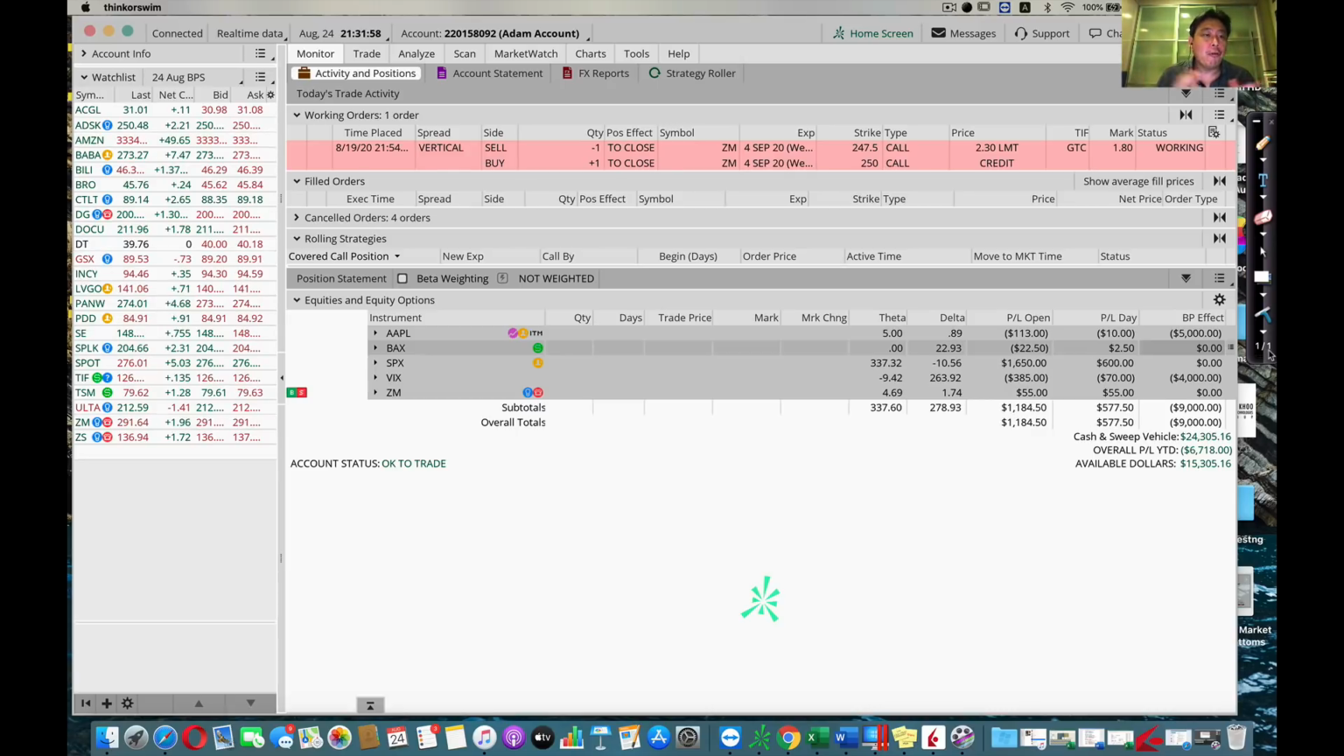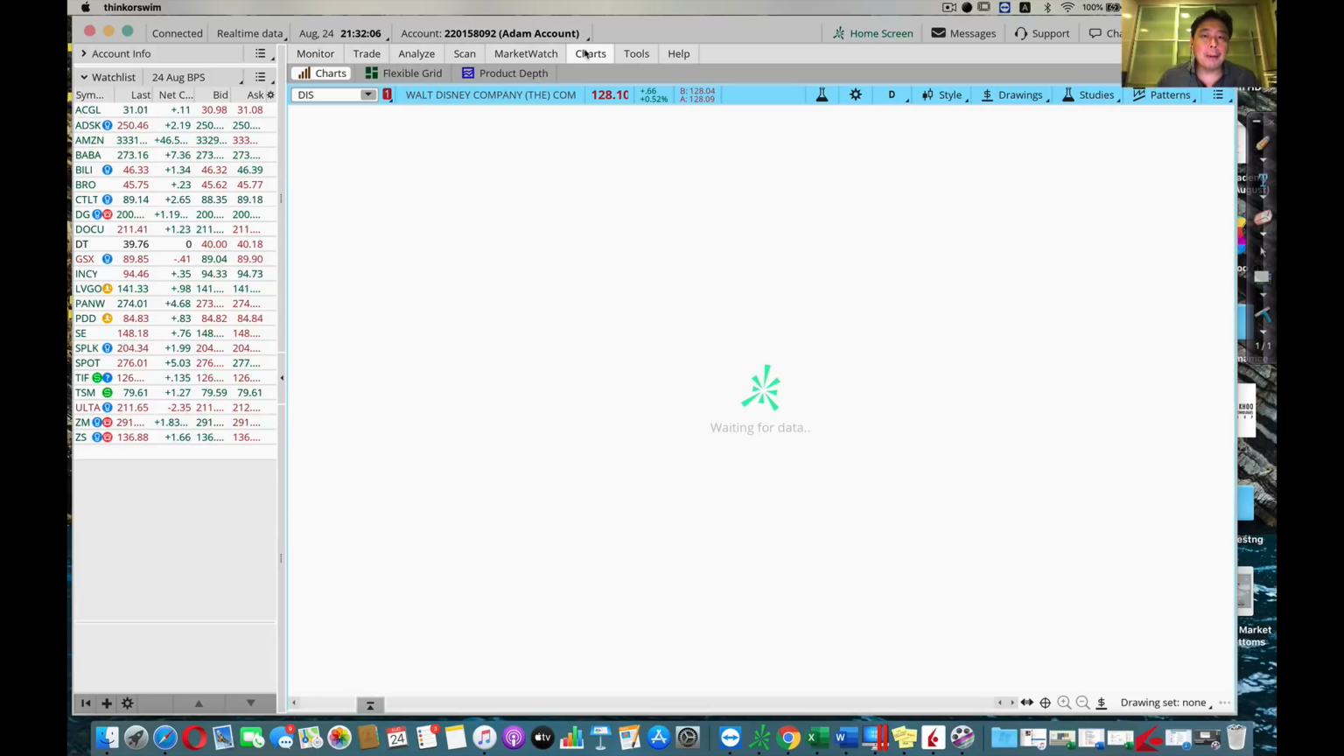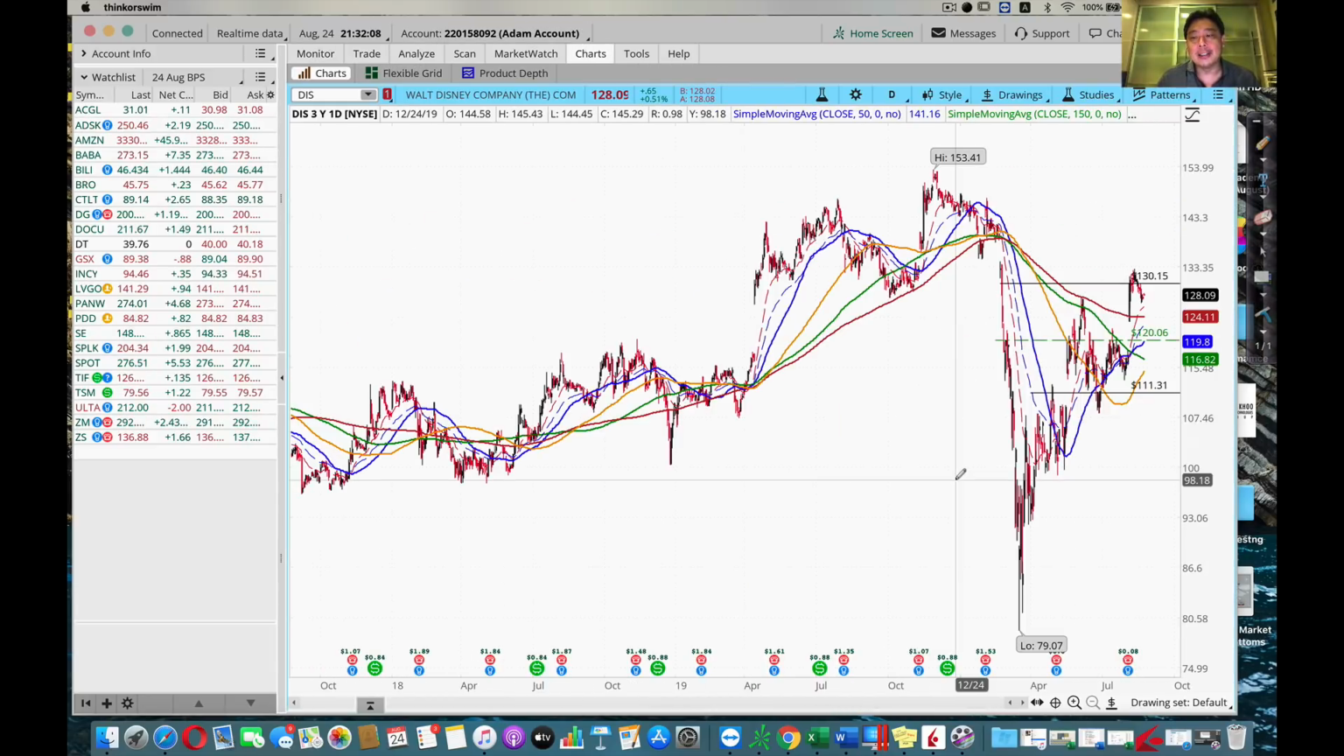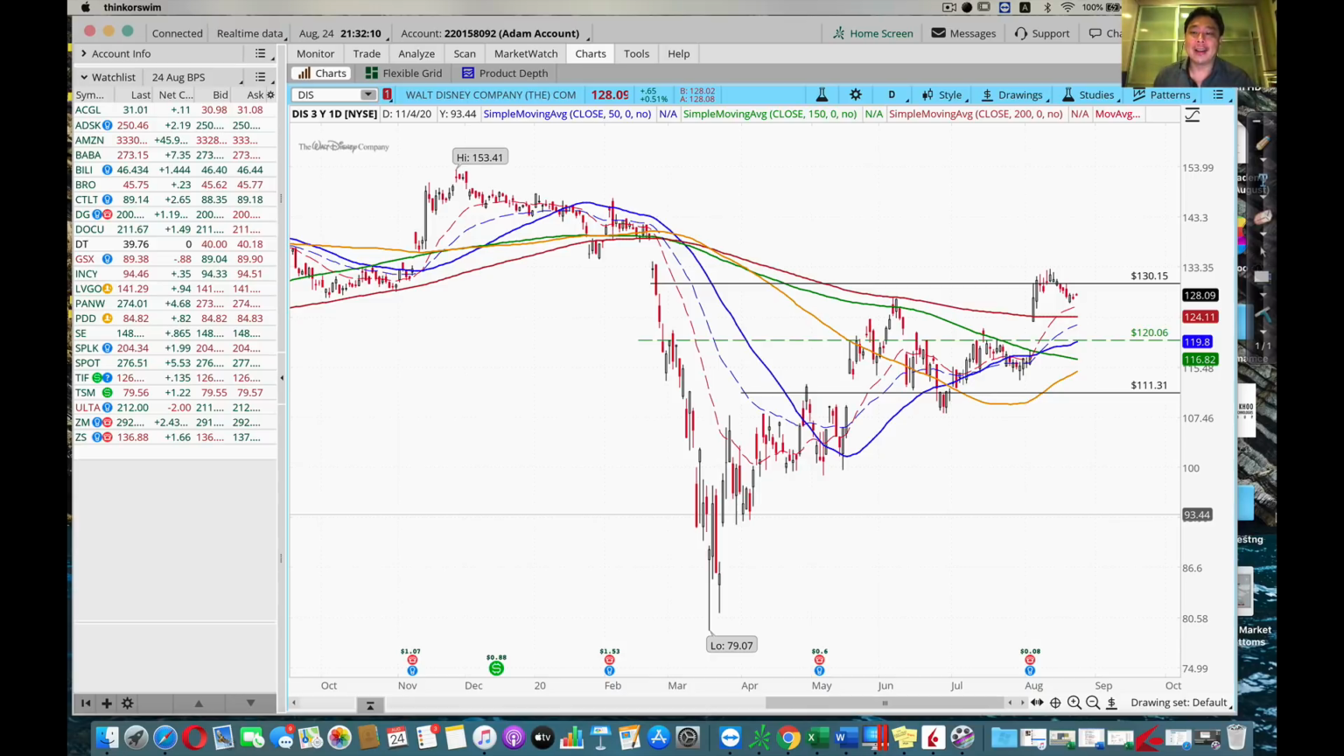So say for example, I'm just gonna take an example, right? Let's look at Disney for example, since we're on Disney, okay? And say you think this is gonna go up and you wanna buy a call option, just buy a straight call option, okay, on Disney. So Disney is now at 128 and you wanna buy a call option, say at the money, okay?